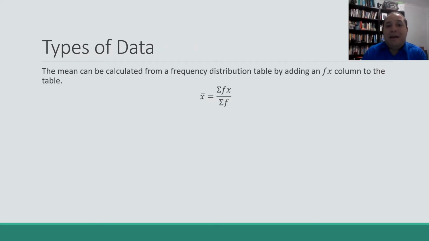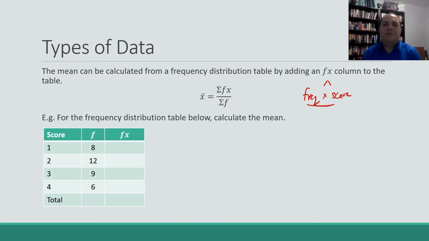Now the mean can also be calculated from a frequency distribution table by adding an fx column to the right end of the table. And in our fx column, we basically take our frequency and multiply that by our score. That's all the fx column does.